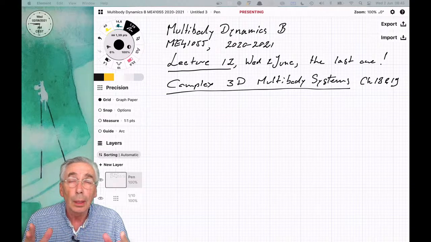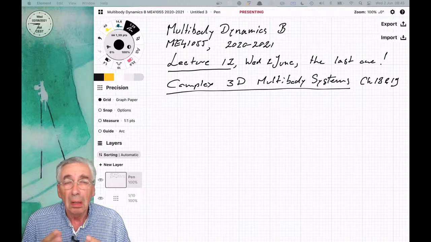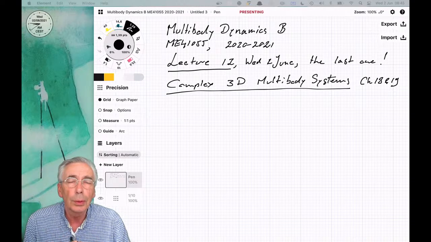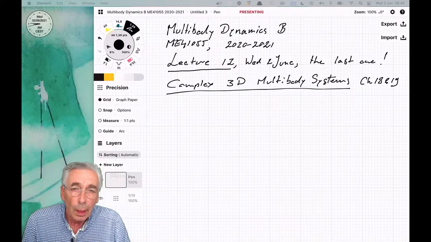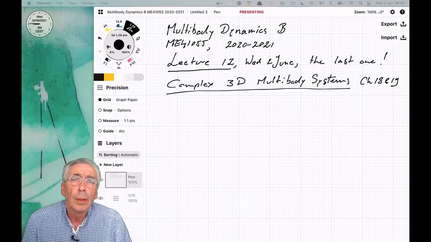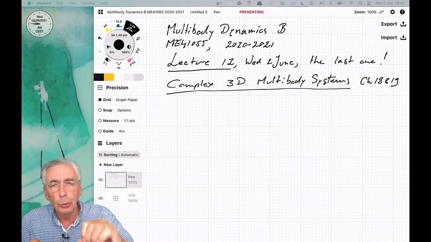final climax of the whole course, because in this lecture, as an example, I'm going to look at a complex 3D multibody dynamic system and how to derive the equations of motion for that. And we can do that because in all the previous lectures we learned all kinds of tools.